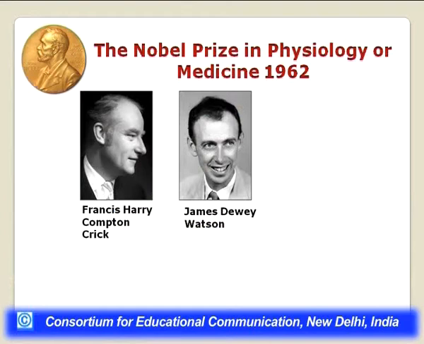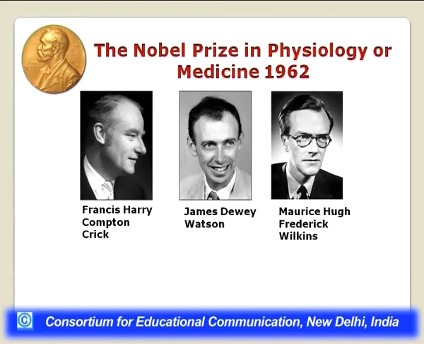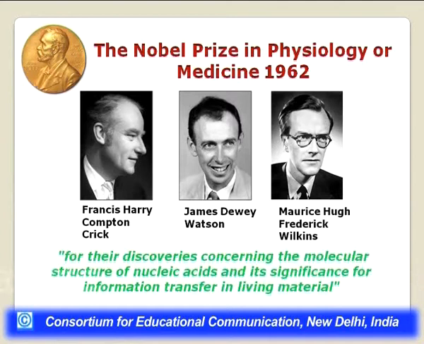The three scientists, Francis Harry Compton Crick, James Dewey Watson and Maurice Hugh Frederick Wilkins, were given the Nobel Prize in Physiology or Medicine in 1962 for their discoveries concerning the molecular structure of nucleic acids and its significance for information transfer in living material. We talked about Rosalind Franklin, and she worked with Wilkins to produce the X-ray diffraction data, which was very substantial for Watson and Crick to find out the structure of DNA.